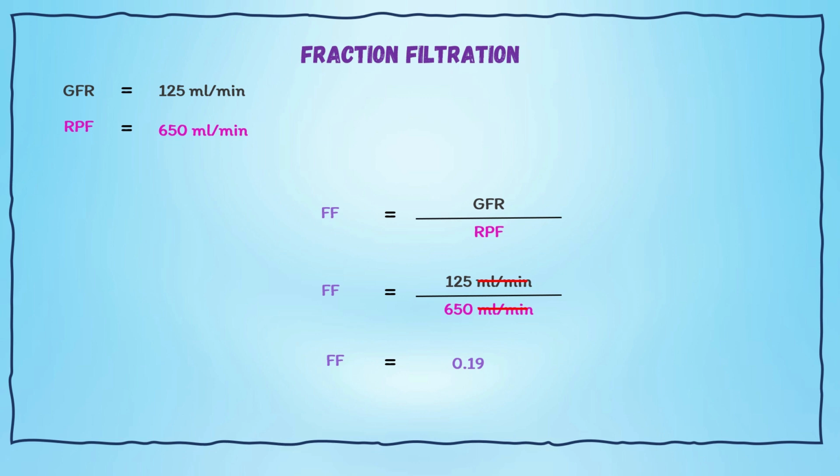Through renal clearance, we can find filtration fraction. This was all about renal clearance. Hope I have well explained the concept of renal clearance and how glomerular filtration, renal blood flow, and filtration fraction can be found using renal clearance.